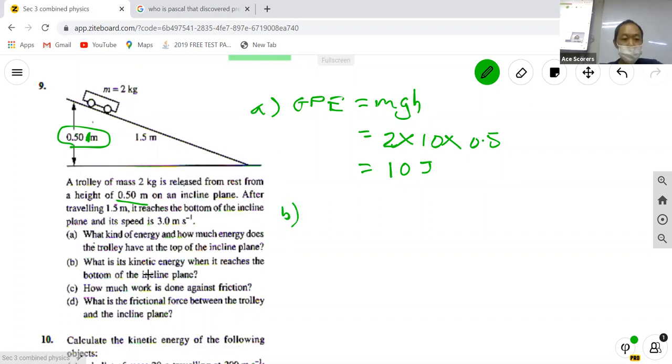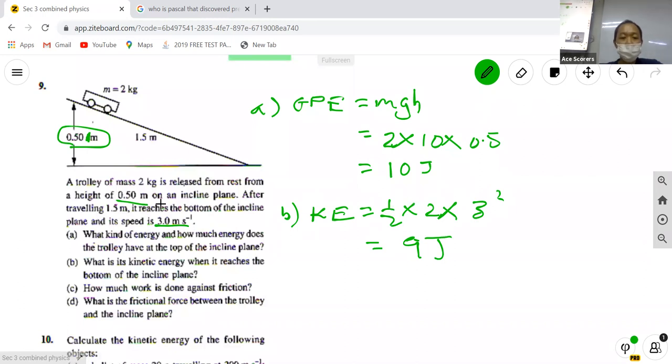Then part B. What is its kinetic energy when it reaches the bottom of the inclined plane? So KE equals half mv squared. That means it's still 10 joules, right? No, wrong. We cannot do this, because they're asking us to calculate using the given speed. So KE equals half times 2 times, can you see they gave us this 3? So 3 squared. So the answer is 9 joules, right?